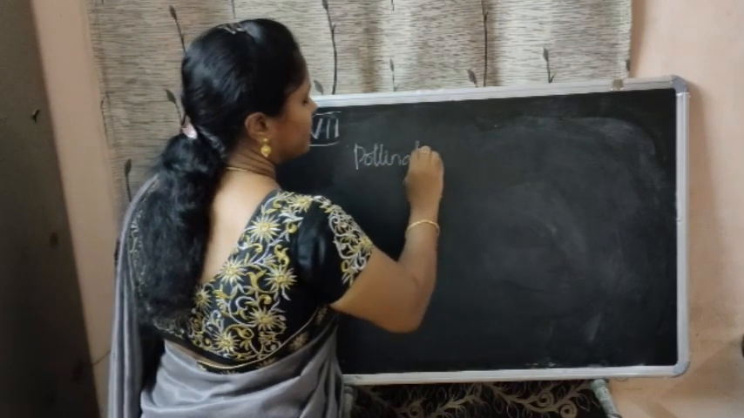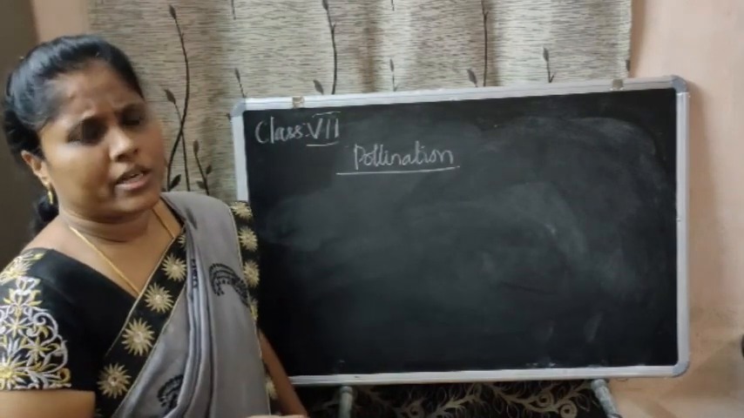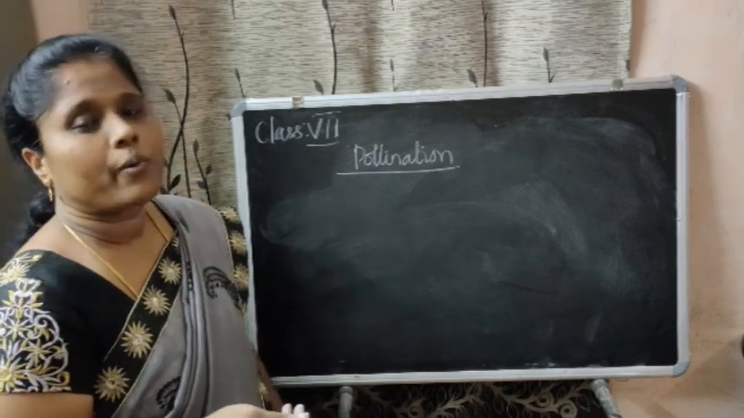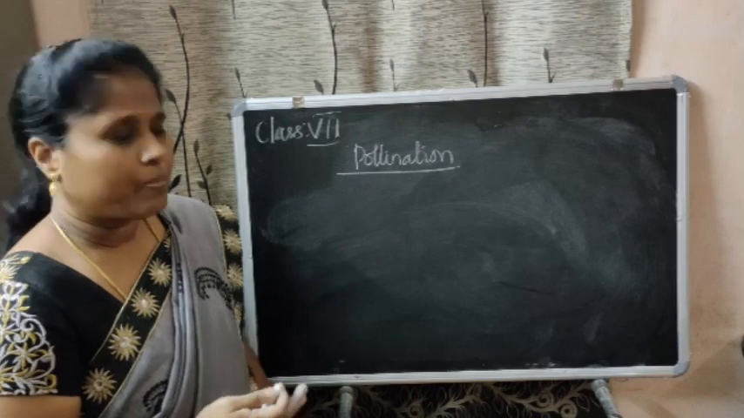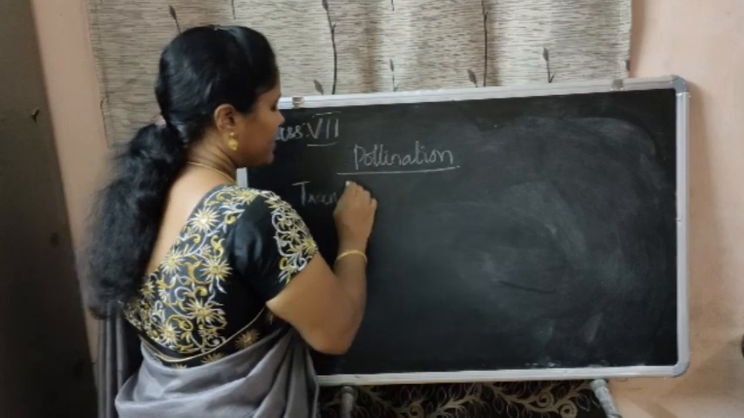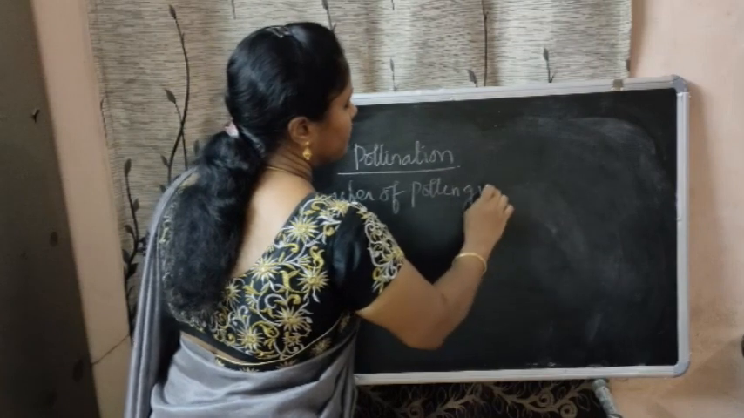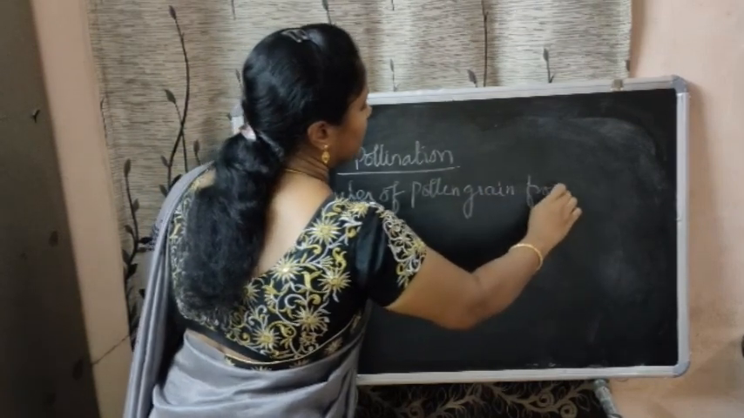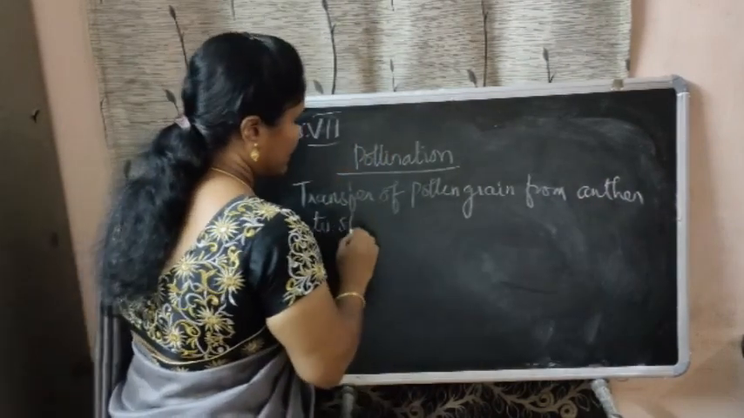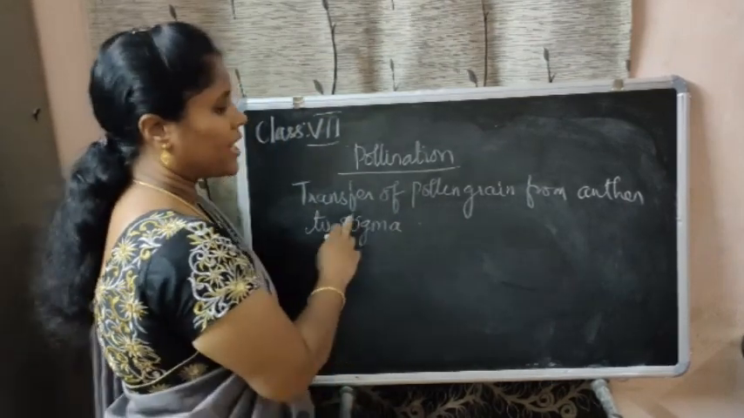Pollination is the first step for reproduction. This pollination is followed by fertilization. So how does this pollination take place? What is pollination? We are going to learn. Pollination: transfer of pollen grain from anther to stigma is called pollination.